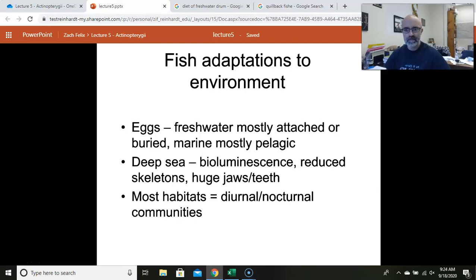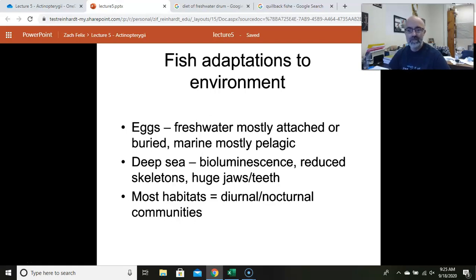Some adaptations to deep sea habitats. I see this amazing bioluminescence, and that comes in all different forms. You can have bioluminescent fish that have a little pouch that hosts a bioluminescent species of bacteria, or it could be that the fish itself produces the bioluminescence. There's actually some fish that have both, right?